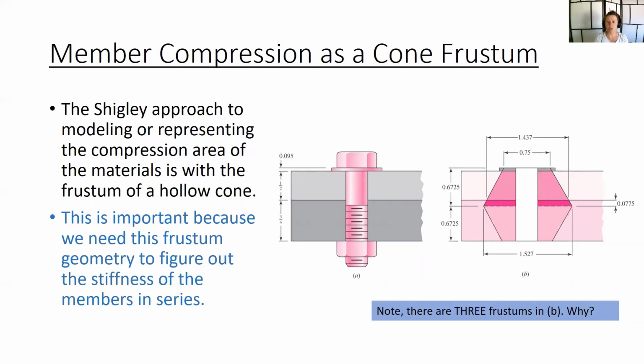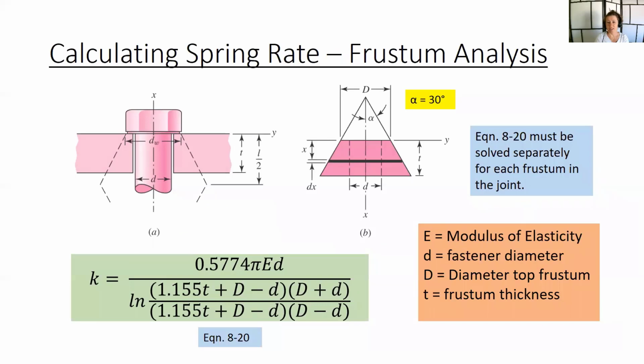Note that there are three frustums in B, this medium pink, this dark pink, and this light pink. The total height that the frustum spans here is 0.6725 inches plus 0.6725 inches. So it's a symmetrical shape, but we don't have equal thicknesses of materials. This top material here is 1/2 inch, and the bottom material here is 3/4 inch. So some of what we might call the top frustum extends into the second piece of material, resulting in 3 different frustums.